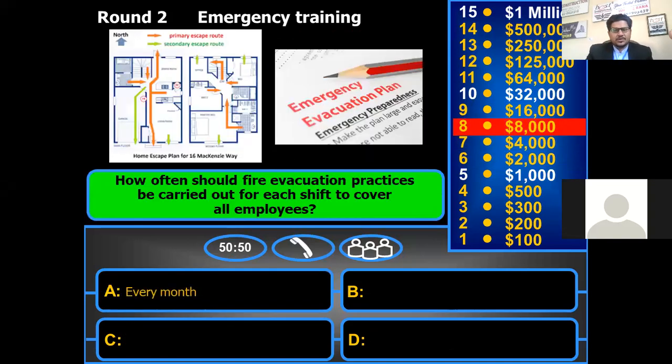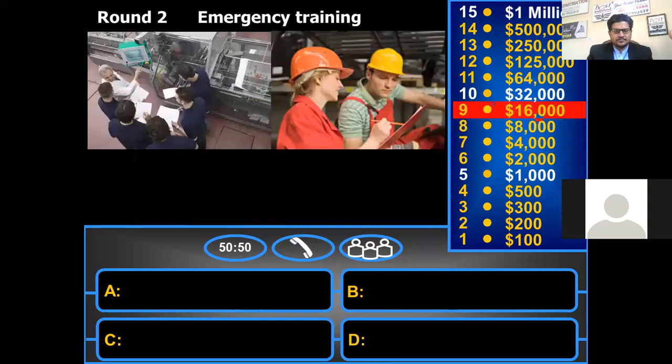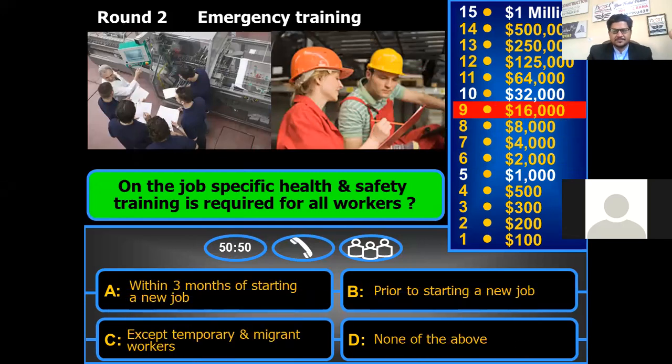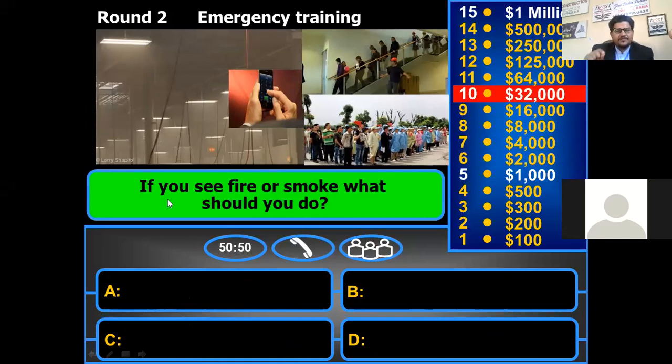Okay, so we are going to discuss question number 10, I believe. Yes, question number 10 we'll discuss. Okay, look at the picture first, and the question is, if you see fire or smoke, what should you do?